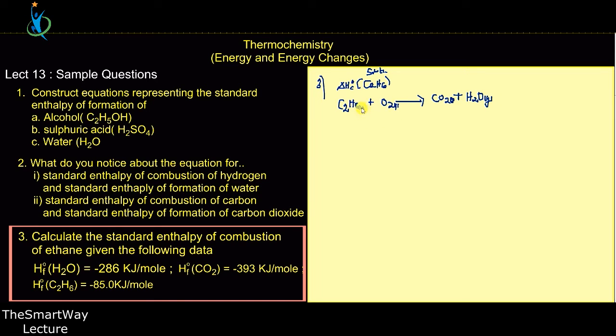And here ethane comes in the form of a gas. So ethane exists in the form of a gas. So this is what they are asking us. They say calculate the standard enthalpy of combustion of ethane. And the combustion of ethane is represented like this. That's what it is.